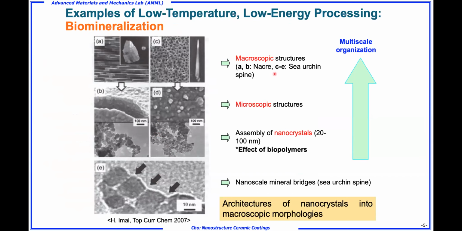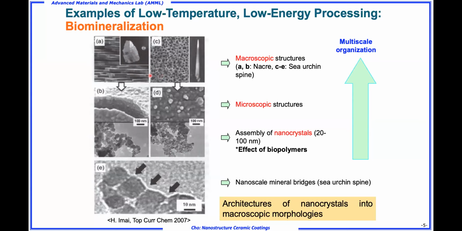The nacre, also called mother of pearl, as shown here, or the sea urchin. Nacre has this unique brick structure, and the sea urchin has this porous structure. These are all made of calcium carbonate.